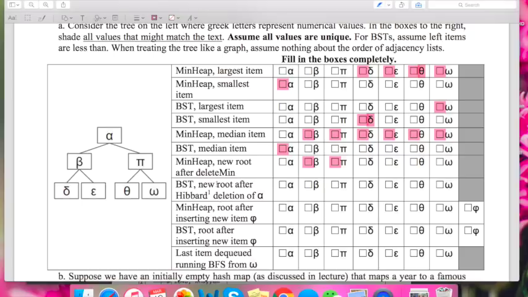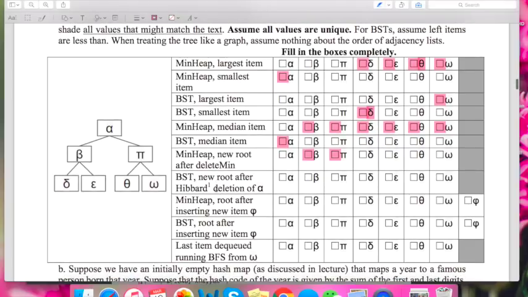And so now let's do BST, new root after Hibbard deletion. The way Hibbard deletion works is we delete the root and we replace it with its closest item, either smaller or larger. It really depends on the implementation. So we know that the values that are closest to it are either going to be this value or this value, because this epsilon is in between beta and alpha, and this theta is in between alpha and pi. So either one could be replacing alpha. So it's going to be epsilon or theta.